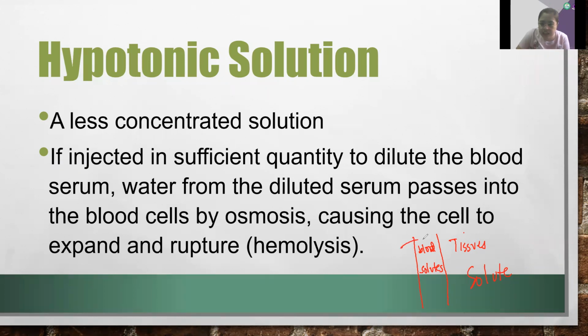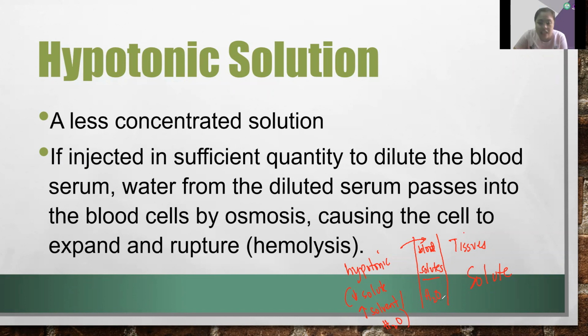Now, when you inject into the blood, because we inject intravenously, and what we inject is a hypotonic solution. When you say hypotonic solution, less solute, more solvent. In this case, the solvent is most likely water. So the water will increase, class, the solvent will increase. But the solute doesn't really increase, because what we inject is more water.